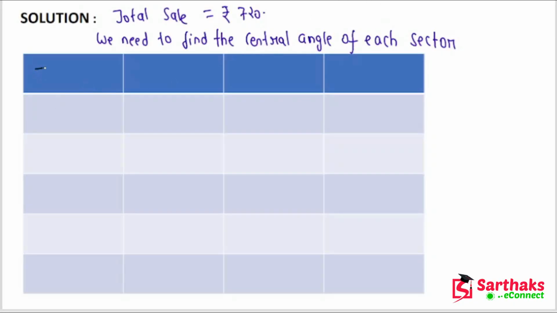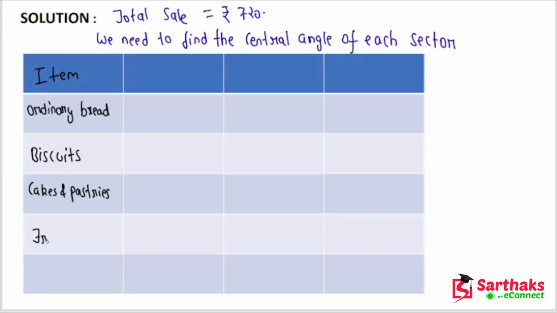First of all, we have to find the variable for which we are calculating the central angle. So there should be the items. For example, the first item was ordinary bread. Second item was biscuits. The third item was cakes and pastries. The fourth item is fruit bread. Okay, it is a flavored kind of bread, so fruit bread. And the last sector was others. So these were the items which we are talking about.